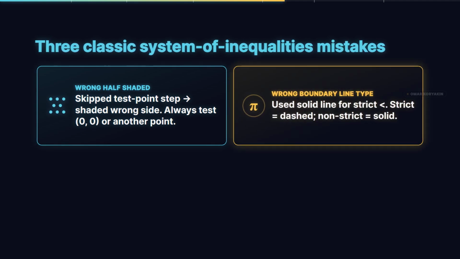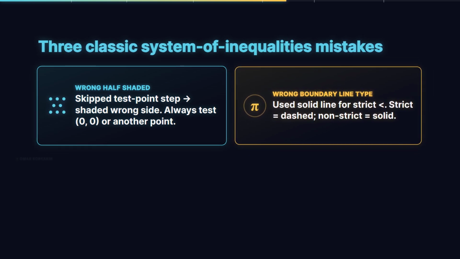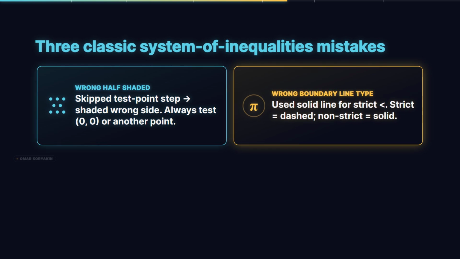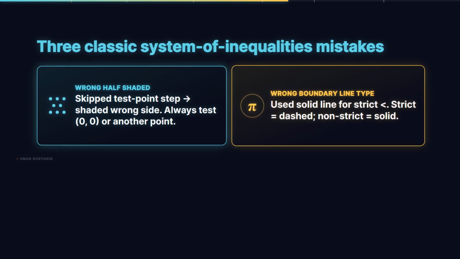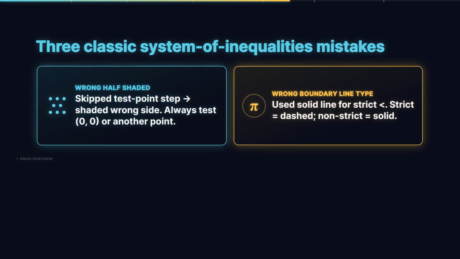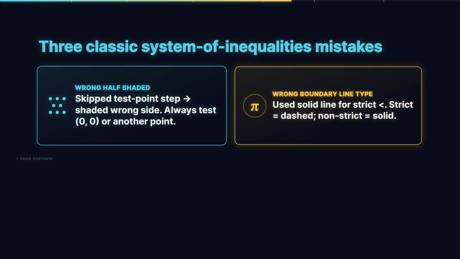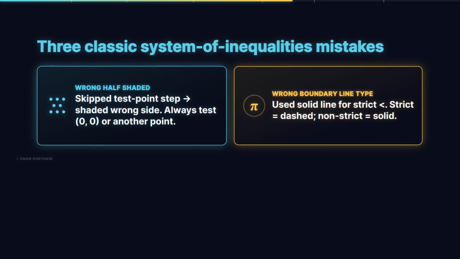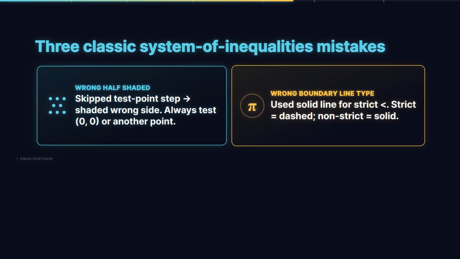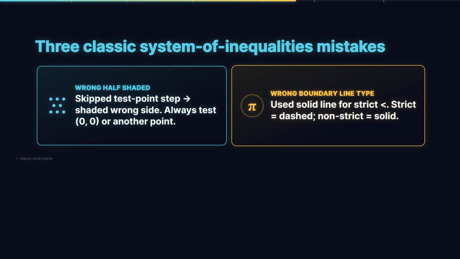Second mistake: using the wrong line type for the boundary, with a solid line for strict inequalities or a dashed line for non-strict inequalities. The convention is solid for less than or equal to and greater than or equal to, because the boundary points are part of the solution, dashed for strict less than and greater than, because boundary points are excluded. The fix is to memorize the convention and apply it before drawing any line.